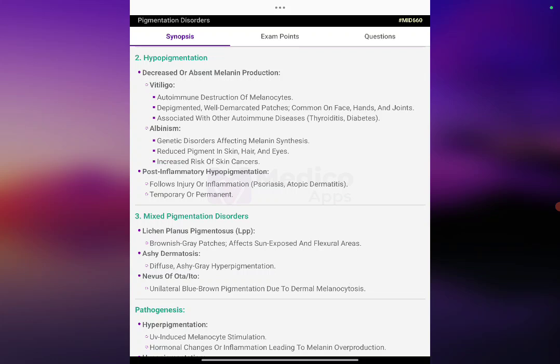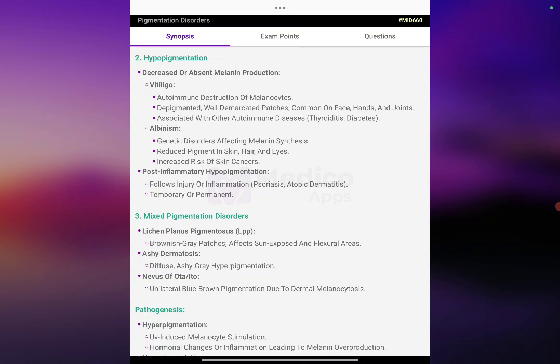Albinism: genetic disorders affecting melanin synthesis, reduced pigment in the skin, hair, and eyes, increased risk of skin cancer. Post-inflammatory hypopigmentation follows injury or inflammation. Psoriasis, atopic dermatitis, temporary or permanent.